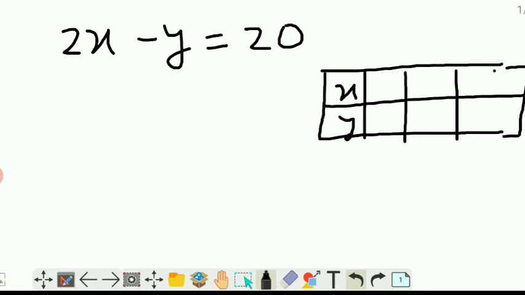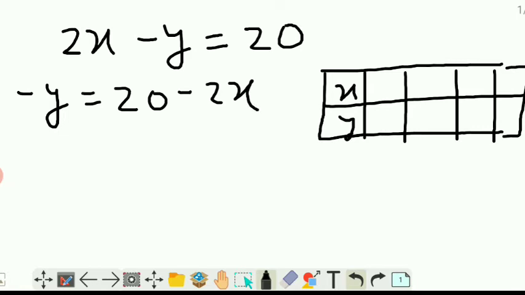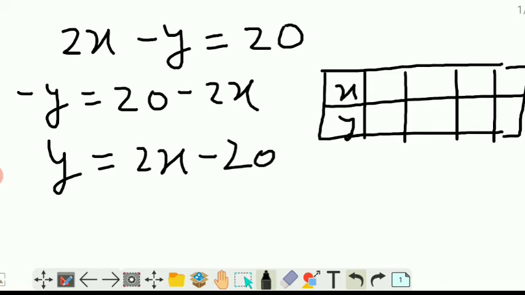Now, a simple solution: we can transpose any one variable from the left side to the right side. What happens if we transpose 2x to that side? Minus y is equal to 20 minus 2x. When we take minus common, it becomes y is equal to 2x minus 20. This is the equation in terms of y.